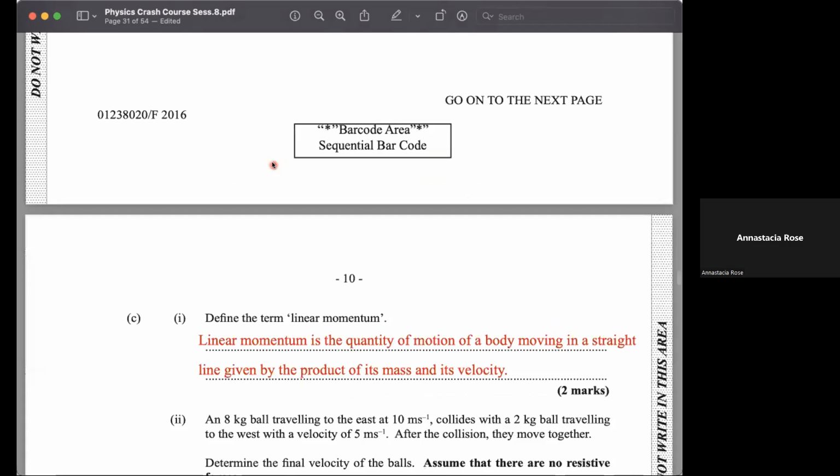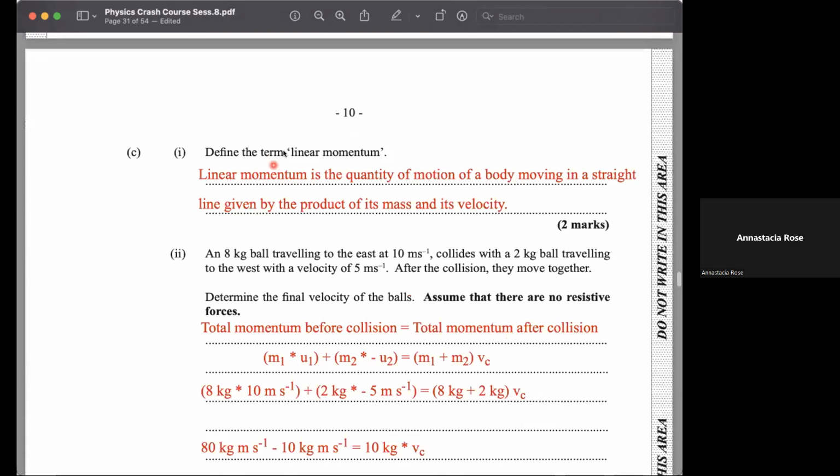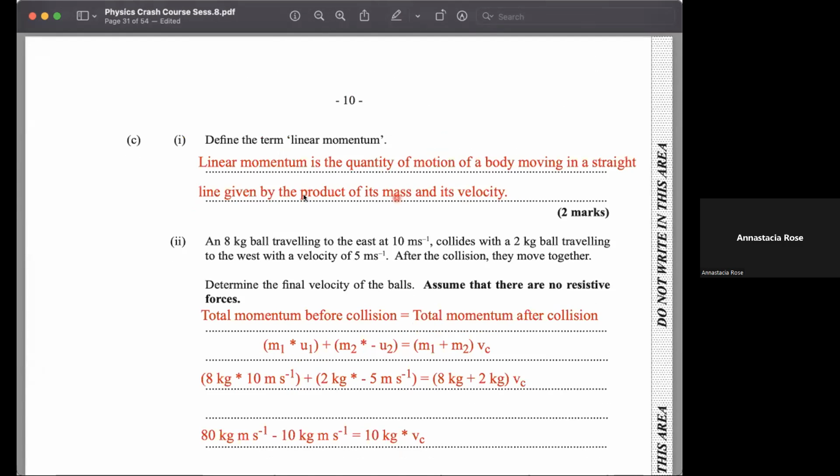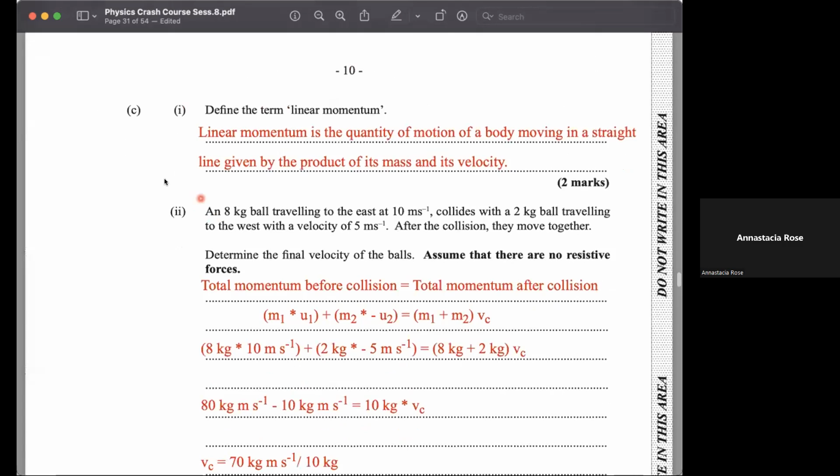So continuing with the same question, we're asked to define the term linear momentum. We alluded to this earlier. It's a quantity of motion of a body that is moving in a straight line, and it is given by the product of the mass of the body and its velocity. All right. Now you're then told that you have an 8-kilogram ball traveling to the east at 10 meters per second, and it collides with a 2-kilogram ball traveling to the west with a velocity of 5 meters per second. After the collision, they move together, and you're asked to determine the final velocity of the balls, assuming that there are no resistive forces.